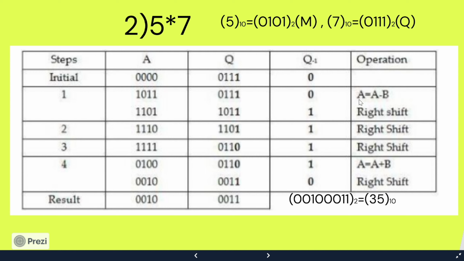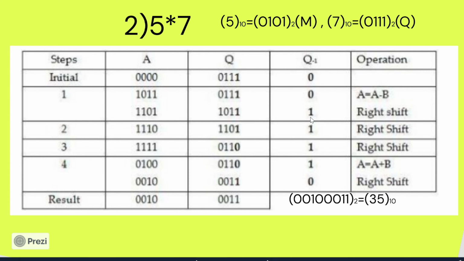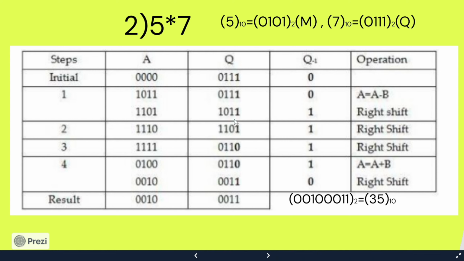Basis on that, we will perform the operation A equal to A minus M. After performing the operation A equal to A minus M, we will get the value of A equal to 1011, value of Q equal to 0111, value of Q minus 1 equal to 0. After that, we will perform the right shift operation. The value of A equal to 1101, value of Q equal to 1011, value of Q minus 1 equal to 1. As the value of Q0 equal to 1 and value of Q minus 1 equal also 1, then we will perform the right shift operation in the second step.